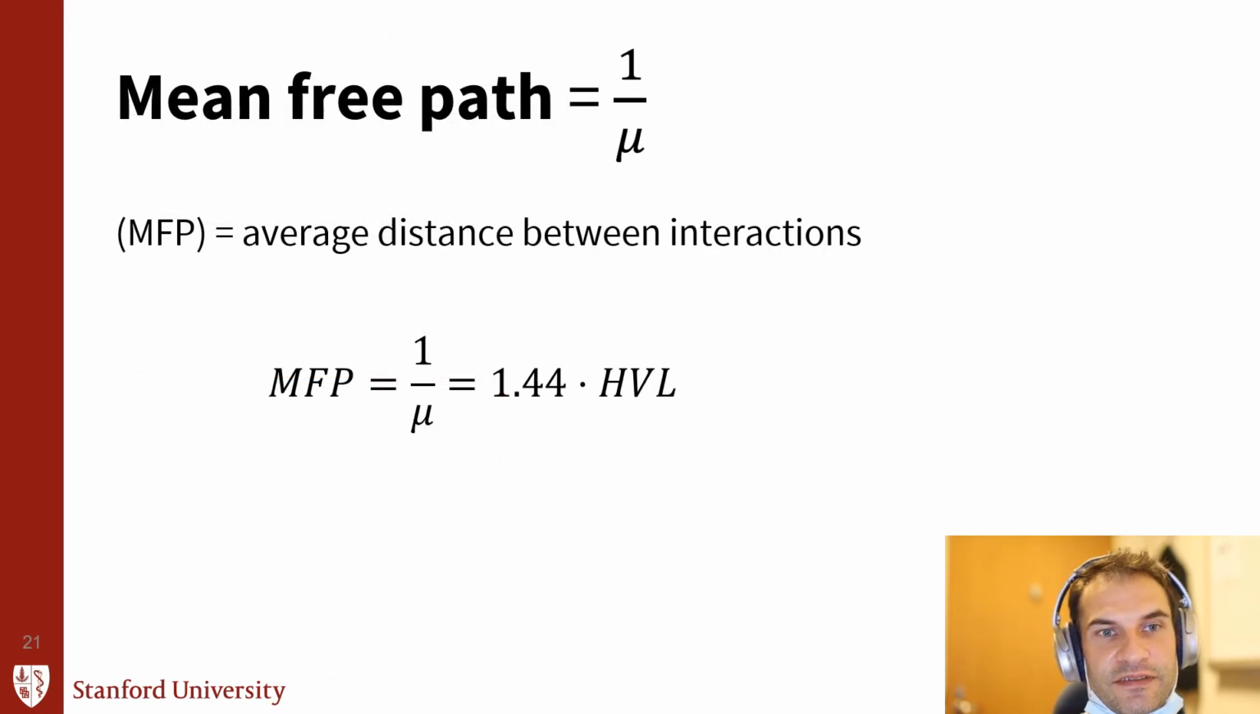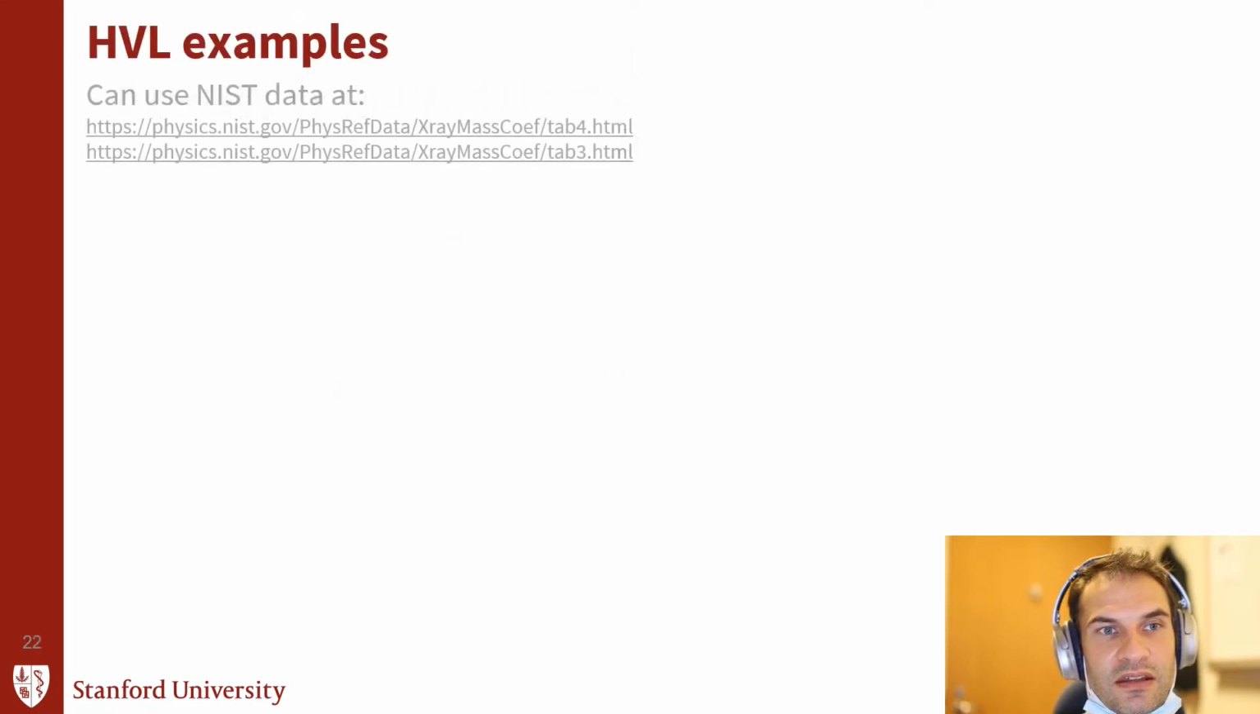Mean free path is just 1 over mu, or 1.44 times the HVL. It's the average distance between interactions. So, a little HVL example.